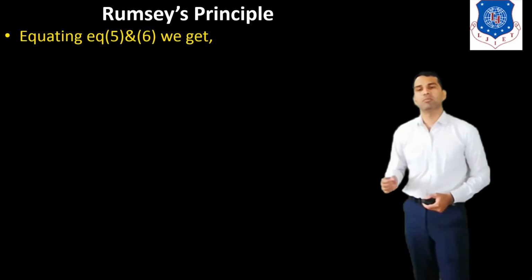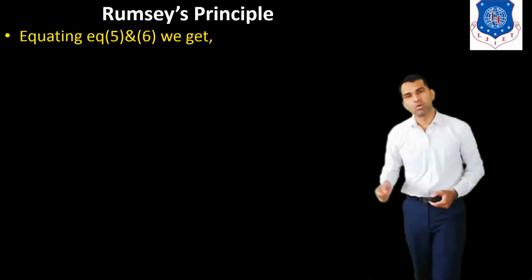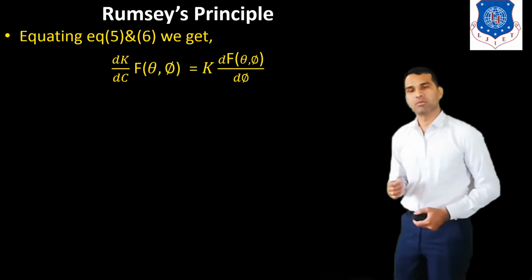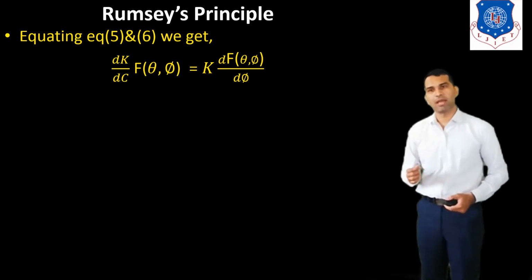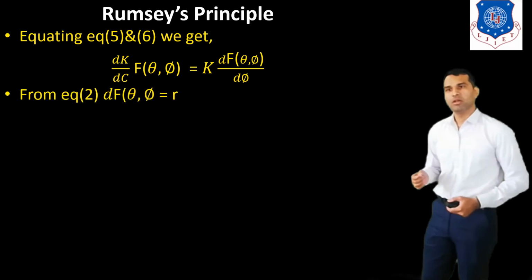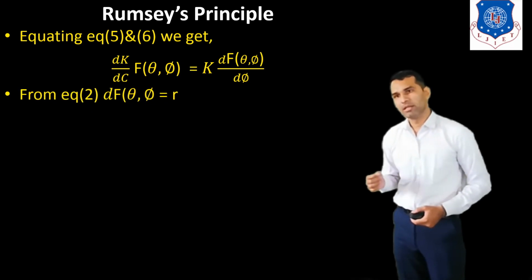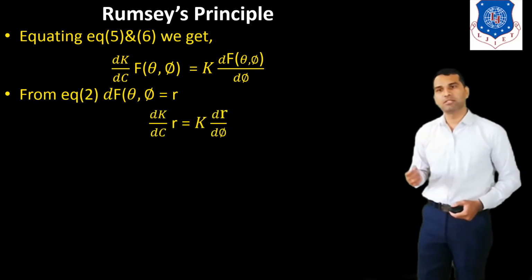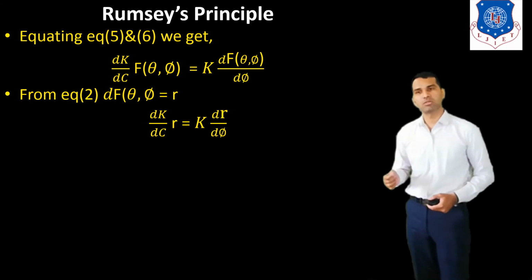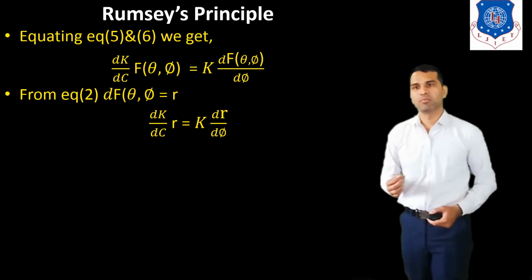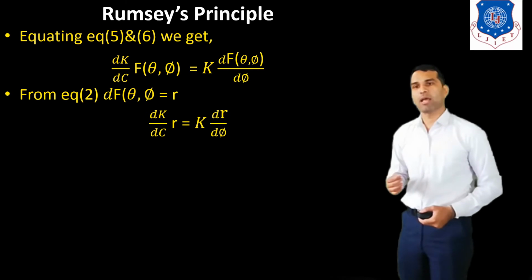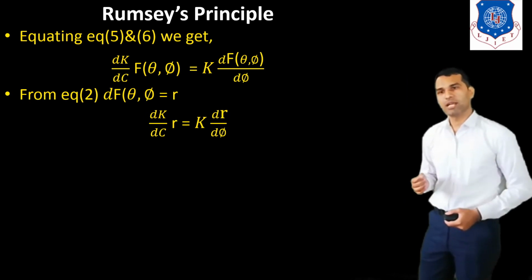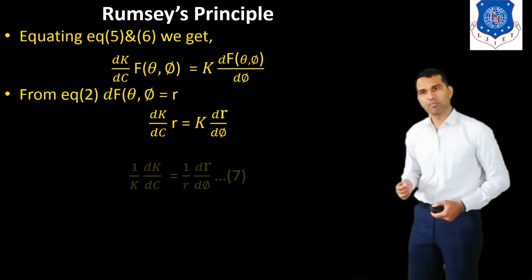Now equating equation number 5 and equation number 6, we get dk by dc f(theta, phi) is equal to k d by d phi f(theta, phi). Now from equation number 2, f(theta, phi) is equal to r. So instead of f(theta, phi), in the left hand side we put dk by dc into r, and in the right hand side, instead of f(theta, phi), we put r. So we can write k dr by d phi.